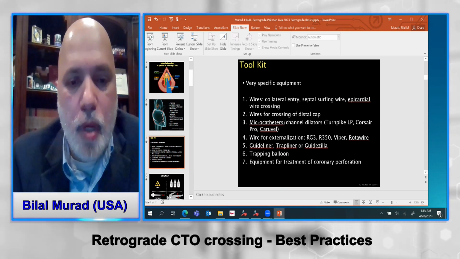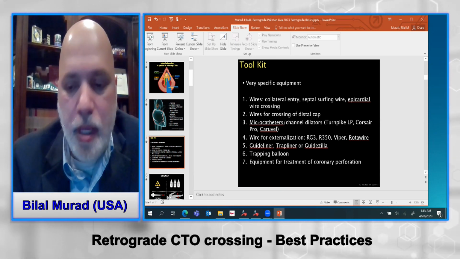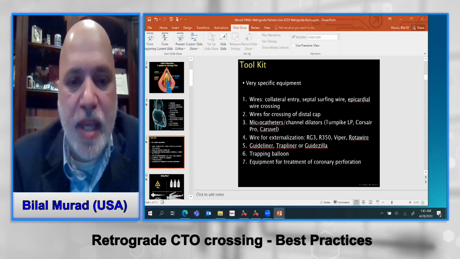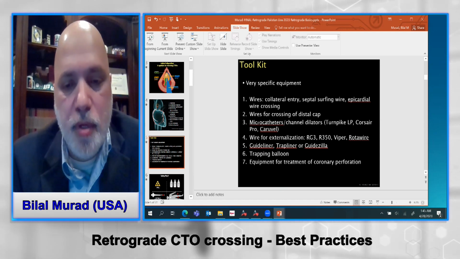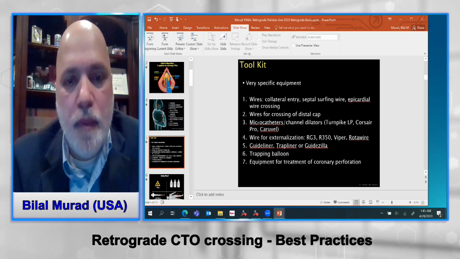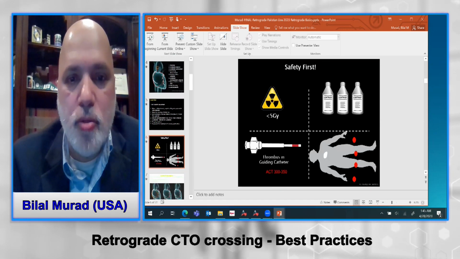And of course, with the higher incidence of coronary perforation in CTO PCI, it's very important to be able to manage that, not just for the septal perforations, but more importantly for the retrogrades, because when they bleed, they actually bleed from both sides, antegrade and retrograde, and therefore become more challenging to manage.